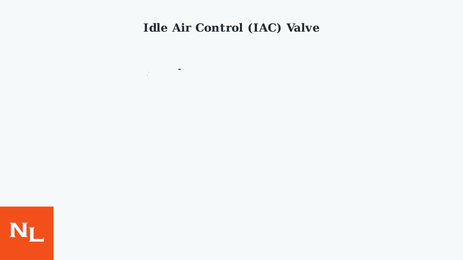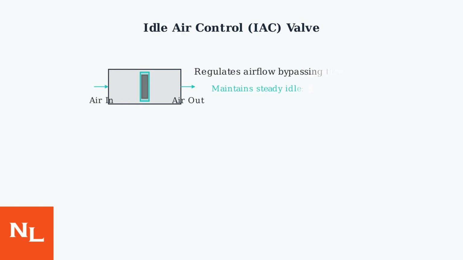The idle air control valve, or IAC valve, is a crucial component that manages your engine's idle speed. It regulates the amount of air that bypasses the throttle plate when your engine is idling. Air flows through the valve, and the IAC controls this flow to maintain a steady idle speed, typically between 650 and 750 RPM, even when loads like air conditioning or power steering are engaged.